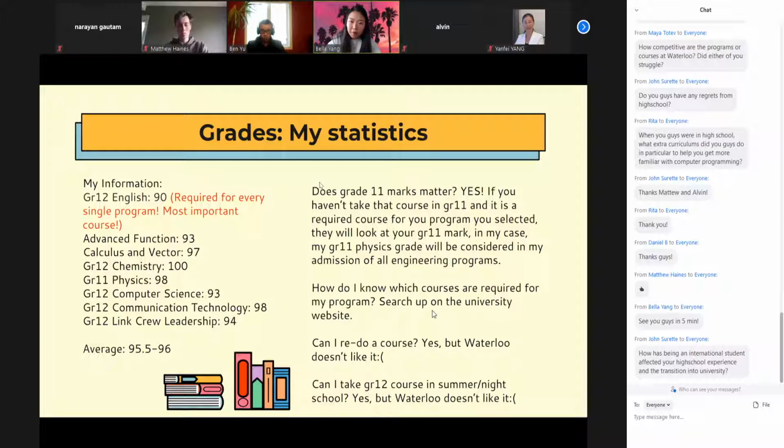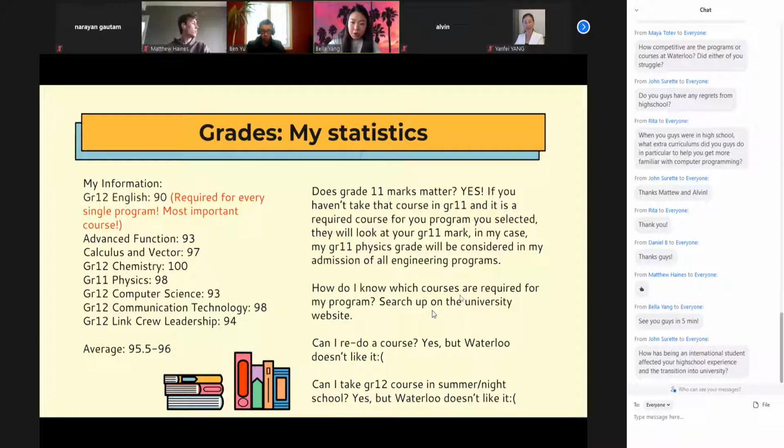There are a couple frequently asked questions. Do your grade 11 marks matter? Yes. If you haven't taken that course in grade 12, and that course is a required course for a program that you selected, they will look at your grade 11 marks. So in my case, for most engineering programs that I applied to, they require us to have our grade 12 physics grade, but because I was doing that in only the last semester, they were looking at my grade 11 physics marks.